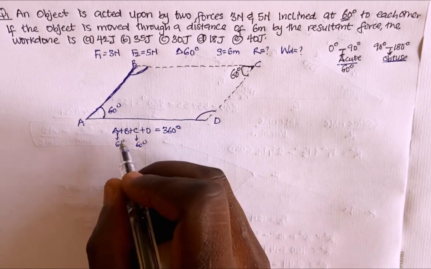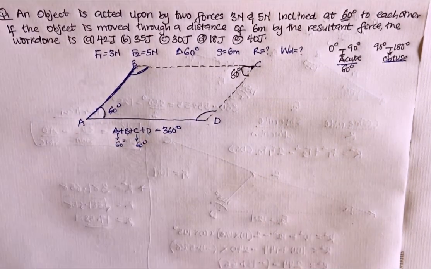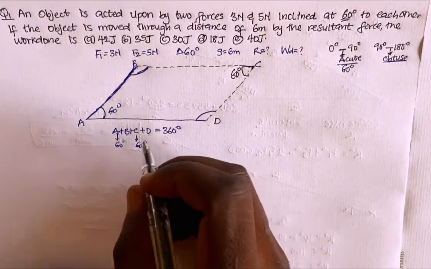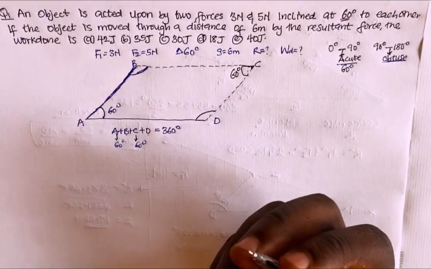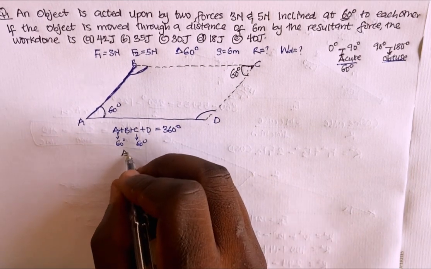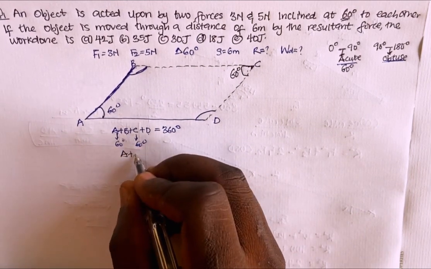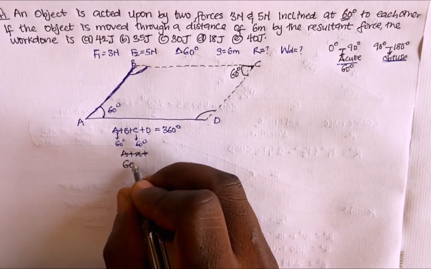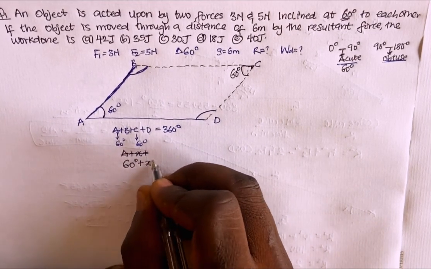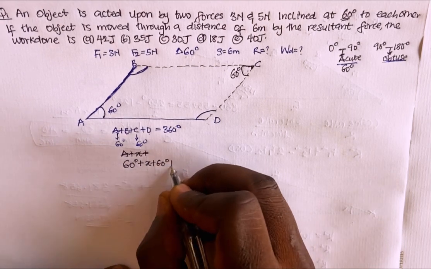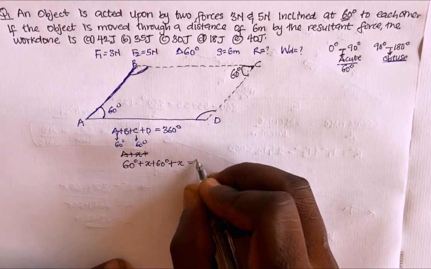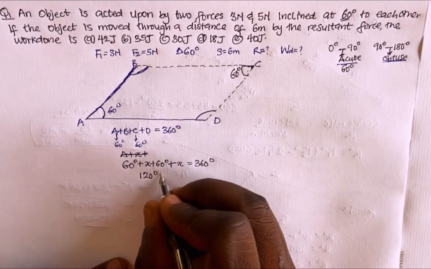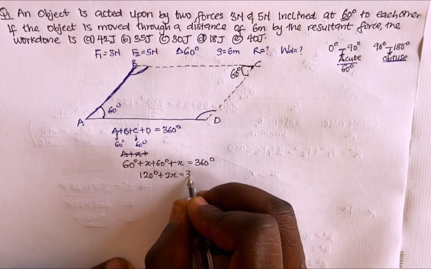60 degree. That means I'm going to represent my B and D with a letter since both of them are opposite to each other. Let me just call B and D as X. In this case, I will have A plus X, plus 60 degree plus X plus 60 degree, plus X again equals 360 degree. So here I'm going to have 120 degree plus 2x equals 360 degree.